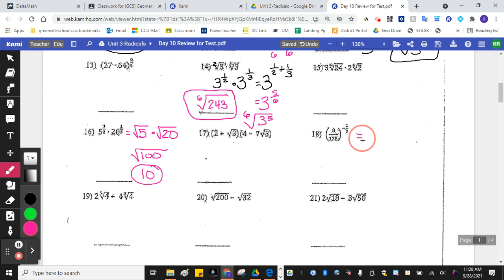18 is a negative exponent. So I drop it to the bottom to make it a positive 1/3. But a fraction in a fraction's ugly, so it's better to multiply by the reciprocal, or flip it. So that's 125 over 8 to the 1/3.